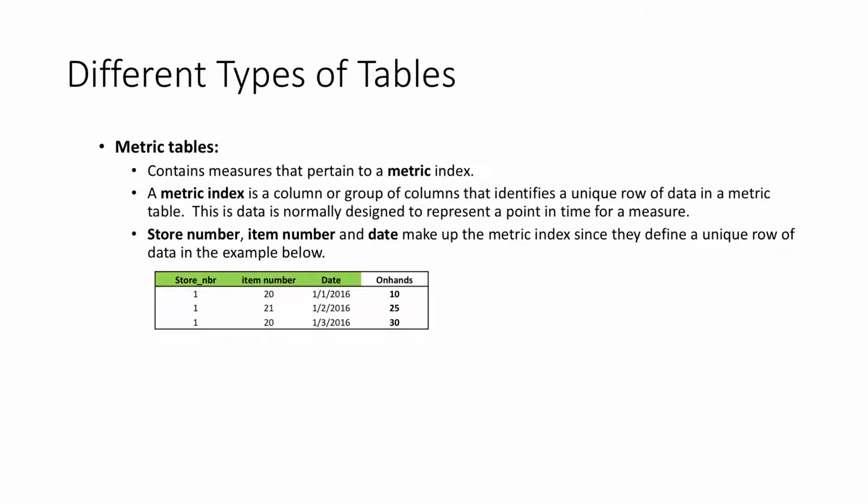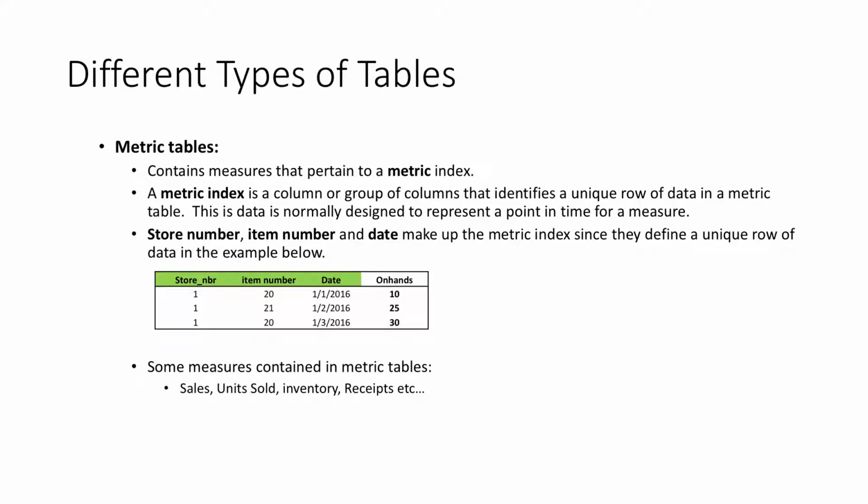As before, with the attribute table, you had one column: item number, or store number, or date. Those attribute tables normally have just one column indexes. But for our metrics table, we have store number, item number, and date, and you could have on hands. On hands would be the metric, right? You can have sales, you can have shipments or whatever. Those are metrics. And again, normally for a metric table, you're going to have more than one column that actually make up the index for that table.